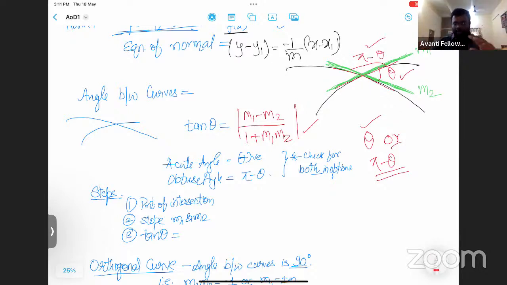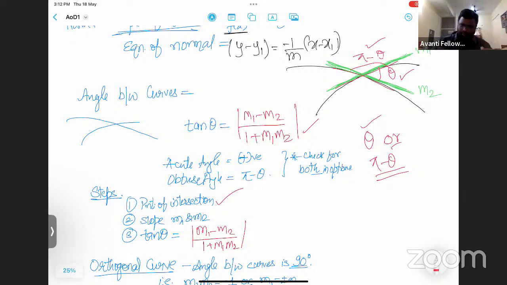For solving such questions, there will be three steps. Step 1, you need to find the point of intersection first. In most cases they might give you the point of intersection, but if they don't, and they simply ask for the angle of intersection of the two given curves, then step 1 is to find the point of intersection. Step 2, find the slope of both curves at the point of intersection. Step 3, tan theta is equal to m1 minus m2 divided by 1 plus m1 m2. I hope I am clear up to this point. Is there any issue, any problem you guys have?